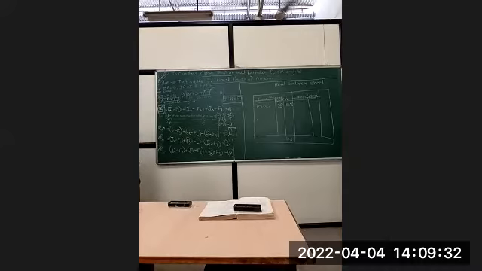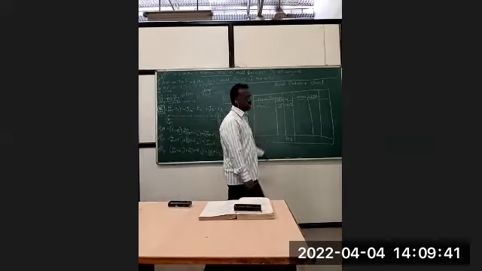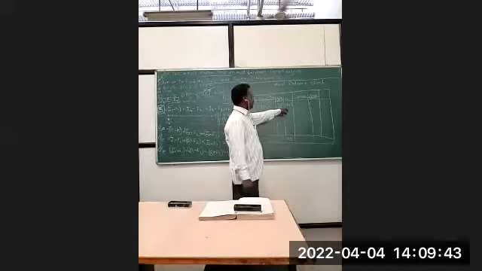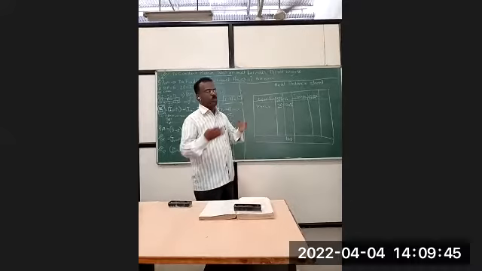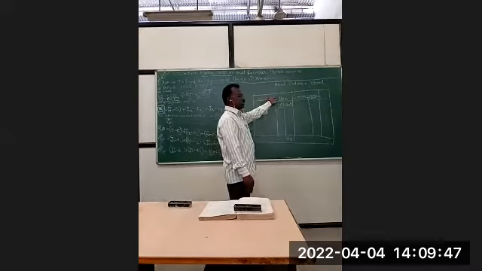So how will we find out that energy coming in? MF, the mass of the fuel consumed by the engine, multiplied by the calorific value of the fuel. That will give you how much energy is being input to the system.